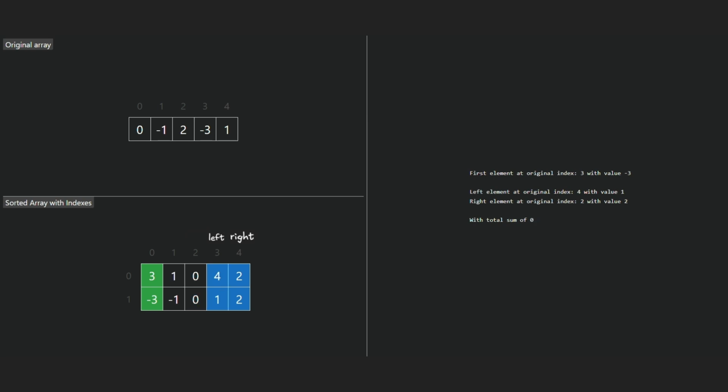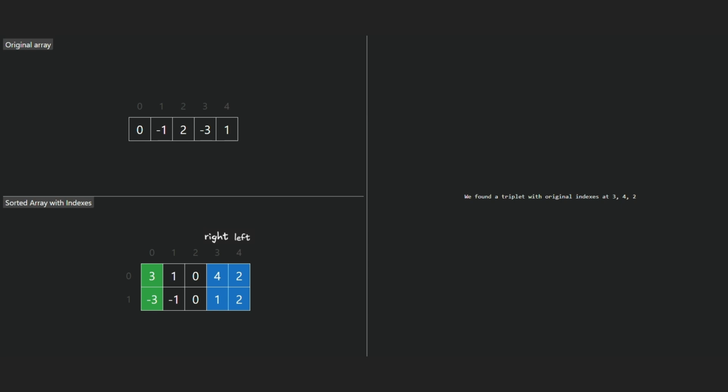Increment left. Left at 3, the value is 1, original index 4. Right at 4, the value is 2, original index 2. Sum is 1 plus 2 equals 3, which equals 3. We found a triplet, original indices 3, 4, 2, sort them to 2, 3, 4 to satisfy i less than j less than k. Add 2, 3, 4 to our result. Increment left, decrement right. Left at 4, right at 3.